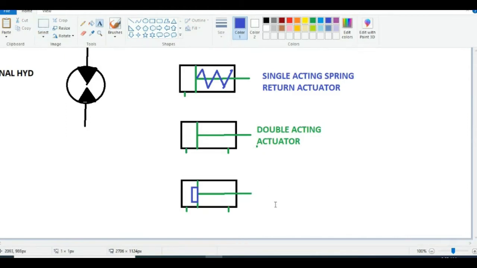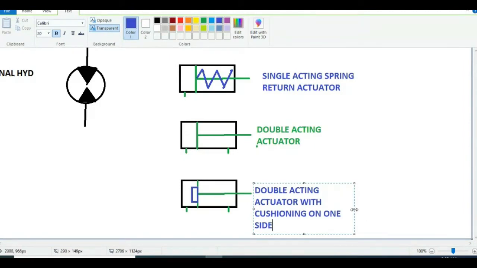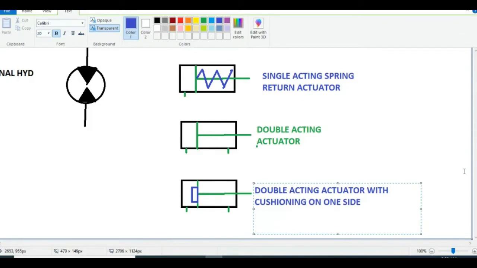This is the double acting actuator with cushioning on one side. This is a double acting actuator with cushioning on one side.